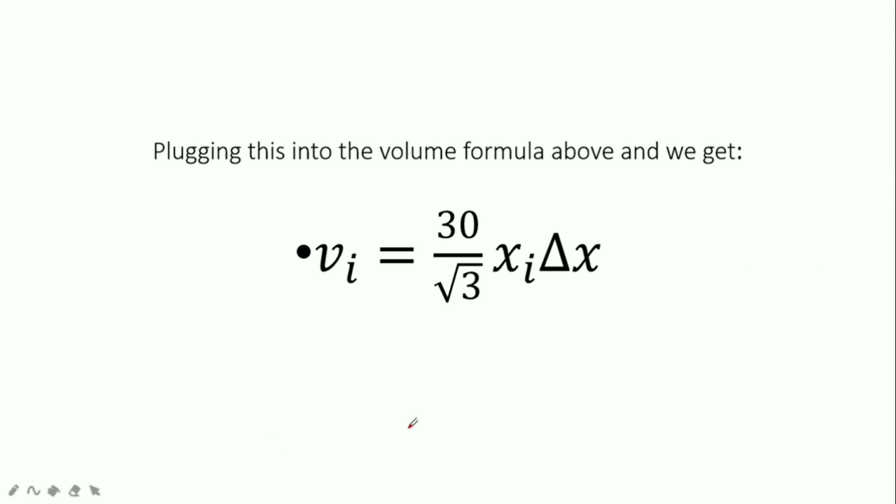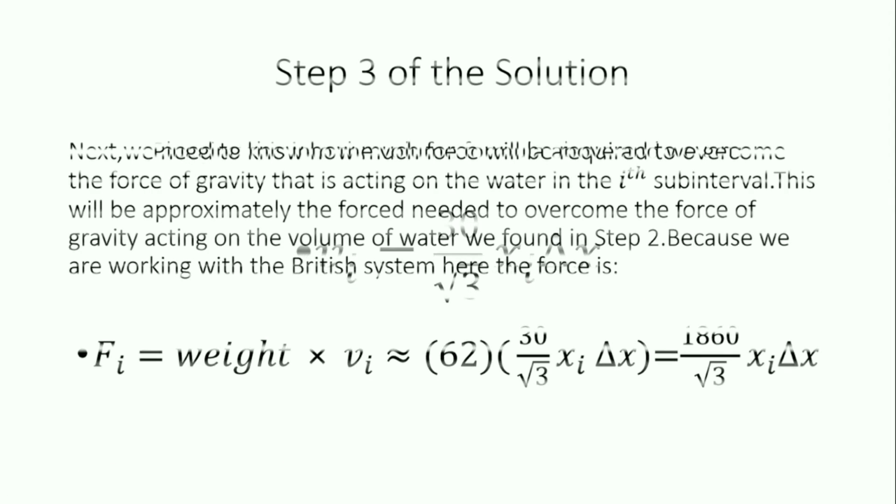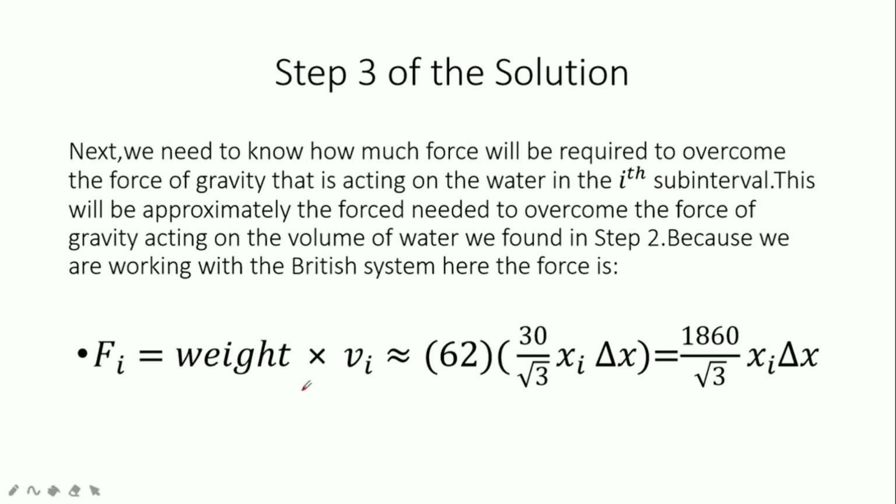Then we plug this into the formula of the volume, and this is what we got. V sub i is equal to 30 over square root of 3 times x sub i delta x. Next slide shows you the third step of the solution.